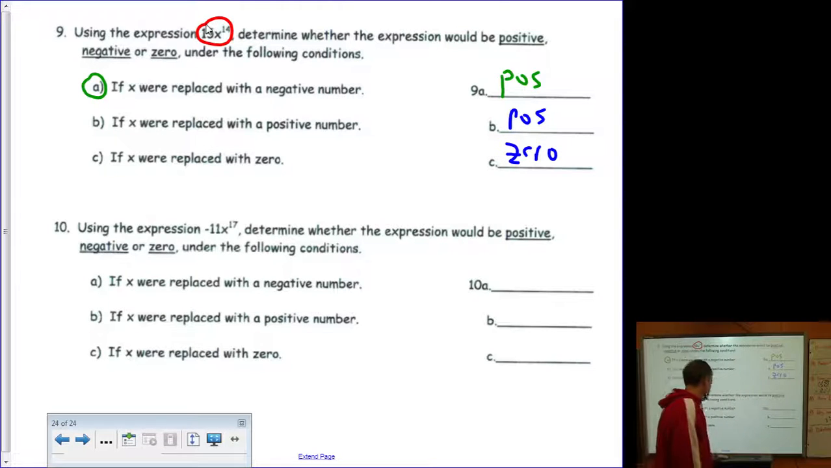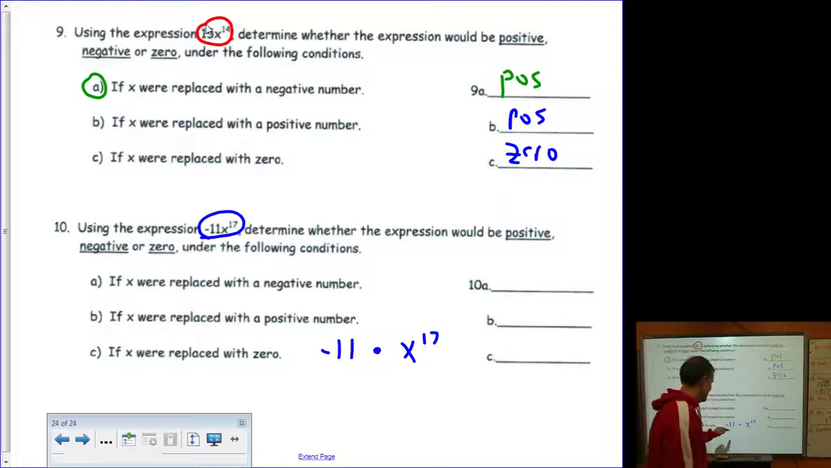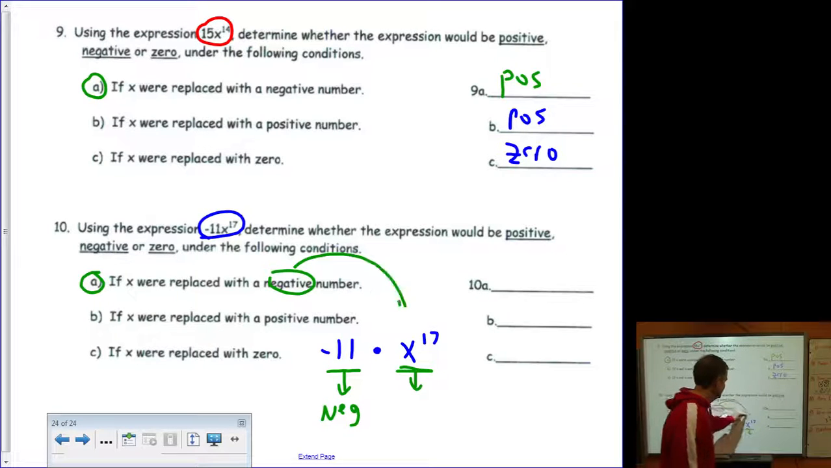I'm going to go through the same process. I'm going to take this expression and I'm going to rewrite it as negative 11 times x to the 17th. Now in this case, I'm starting with a negative number. 11 is a negative number. X to the 17th, I don't know if that's positive or negative. It might depend on what I put in for x. And it says for me to start with part A, replace x with a negative.